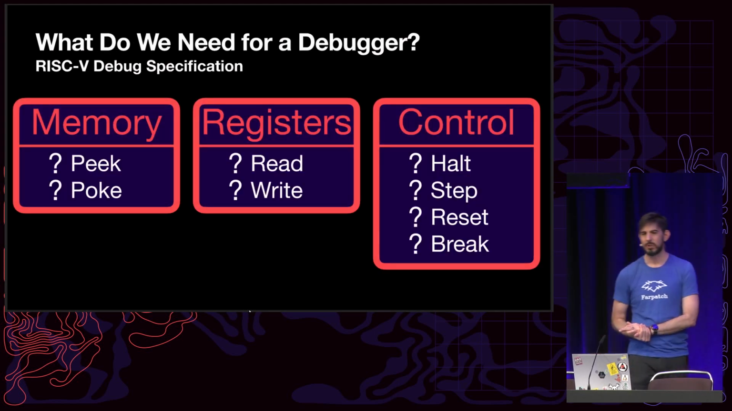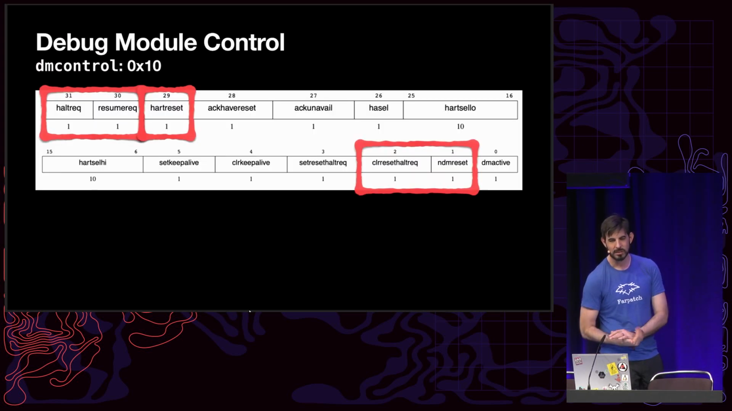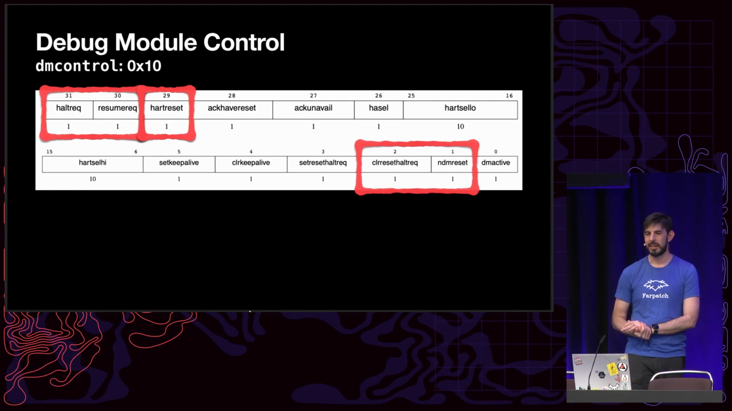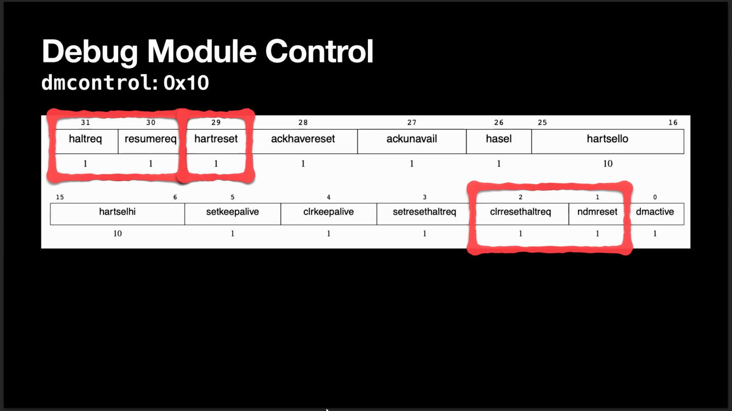So we can ask the same question as earlier, what do we need for a debugger? For starters, there's this register, address number 10. This is, remember, within the DMI address space. We're not in JTAG land anymore. We're now within the RISC-V debug module interface. There is this address 10 that contains the bits that I've highlighted here.